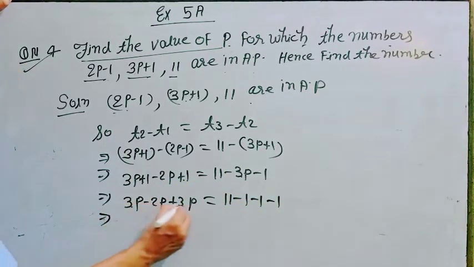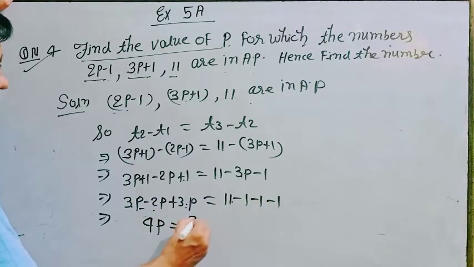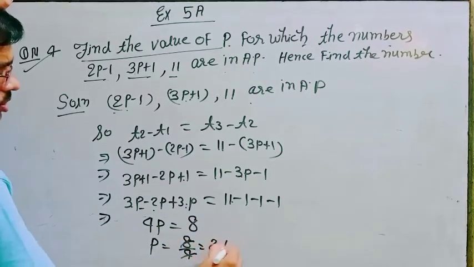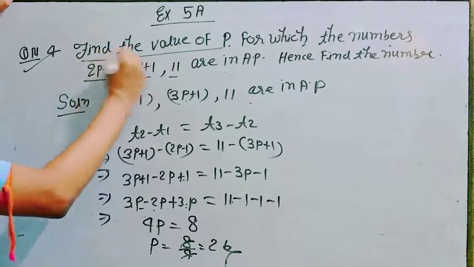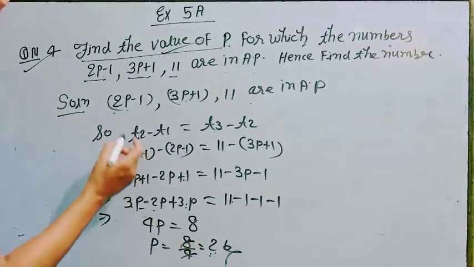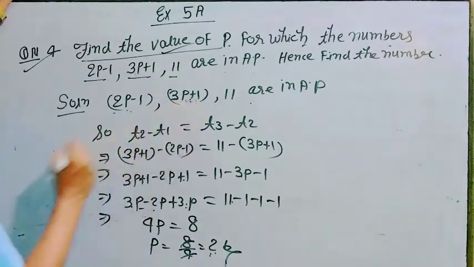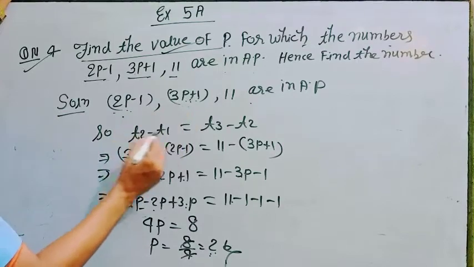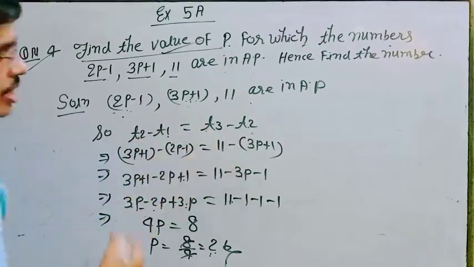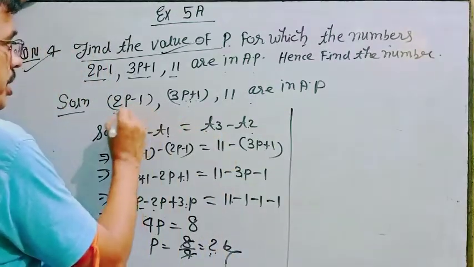What do you get? That is 4p and it is 11 minus 3, that is 8. So what is p? P is 8 by 4, that is 2. So the first solution is, what is the value of p? Then it is clear, the value of p is 2, because the differences between two consecutive terms of an AP are always equal. Then it is clear T2 minus T1 is always equal to T3 minus T2. Now your question is, what are the terms?